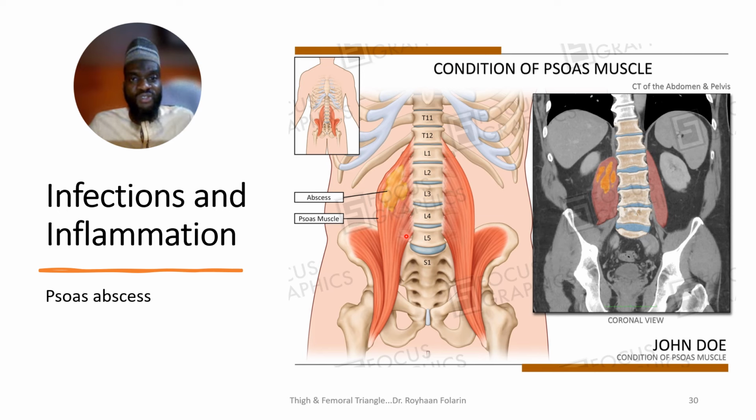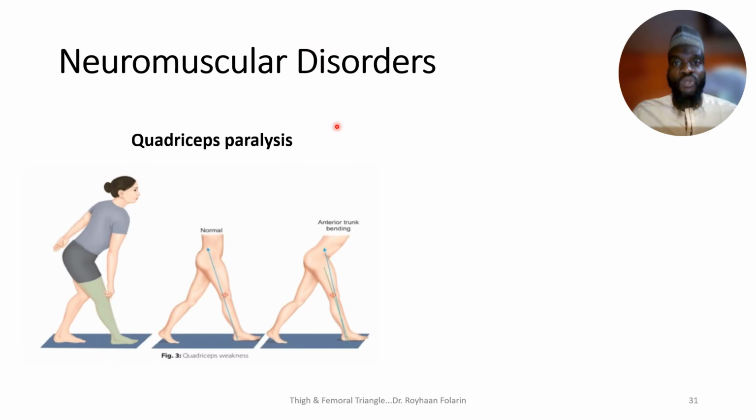And management usually involves a combination of antibiotics and in some cases surgical drainage of the abscess. So if it's diagnosed early enough through imaging like CT scan and MRI, it's usually helpful or crucial for effective management. Next, we look at neuromuscular disorders, starting with quadriceps paralysis.